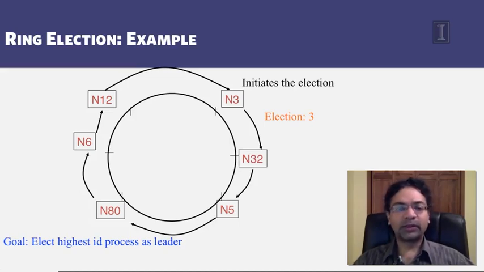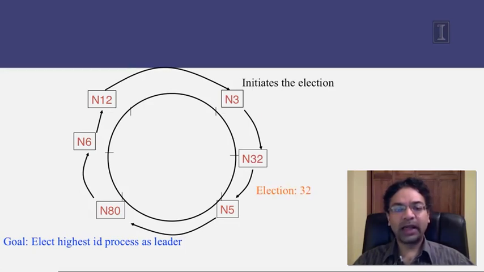When N32 receives it, it knows that its own ID is higher than what's in the message. 32 is greater than 3, and so it overwrites the message with its own ID, and then passes on the modified message to its successor. N5 receives this message, compares the ID in the message, 32, with its own ID. The message's ID is higher, so it forwards the message unchanged to its successor. N80 receives this message, sees that its own ID 80 is greater than what's in the message, 32, and so it overrides the message with its own ID 80 and then passes it on to its successor.